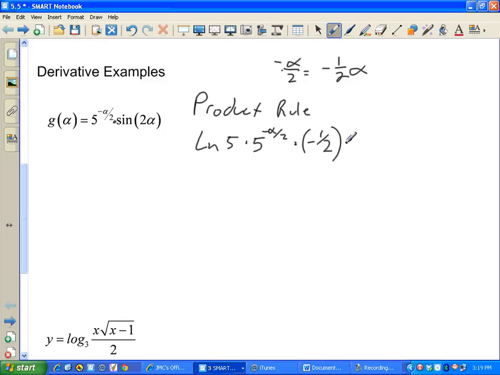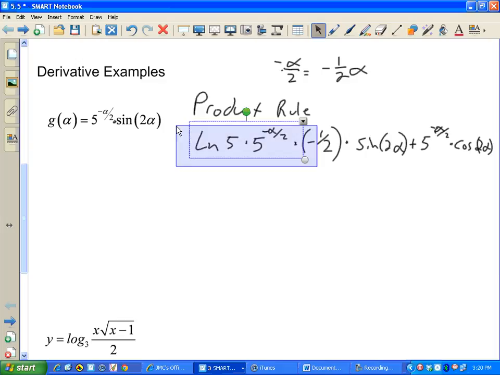This gets multiplied by the second part of my function, plus the first thing left alone times the derivative of the second thing. So the derivative of sine is cosine, times the derivative of the inside part, which would just be the derivative of 2 alpha, which is just 2. So I'll put that up here, I guess. Oh, not up there, up here. I'll just move it over.